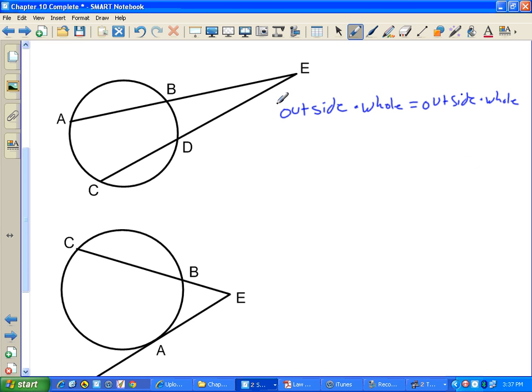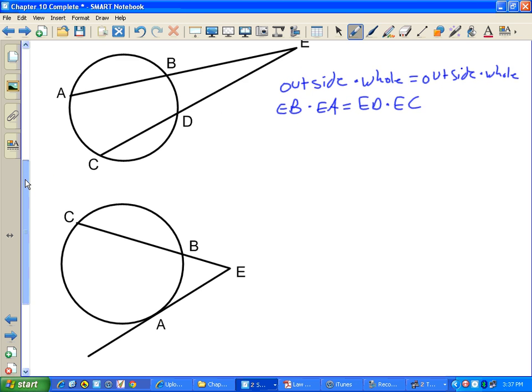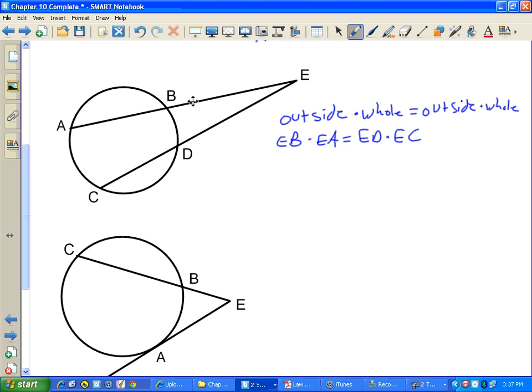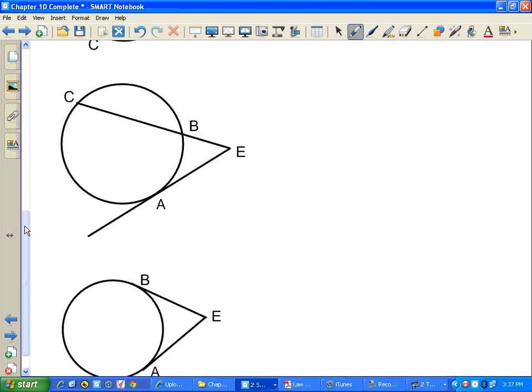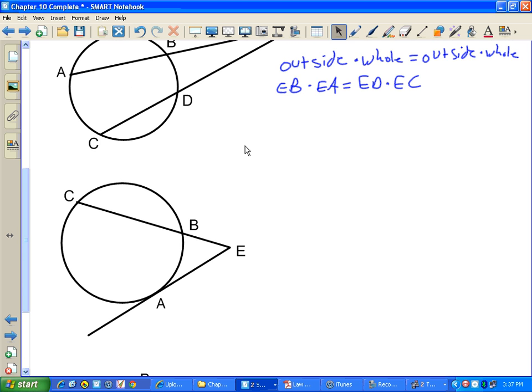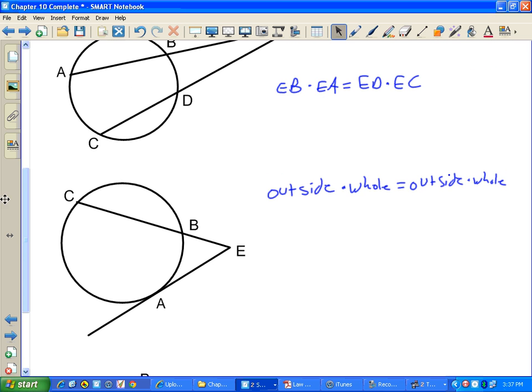So we've got two secants. I could say that EB, which is the outside piece, times the whole secant, which would be EA, should equal the outside piece of this secant, ED, times the whole thing, EC. It's easy to figure that one out for secants, but when we start looking at tangents, what actually happens is we're going to treat the tangent as though it's both pieces. It's going to be the outside and the whole.